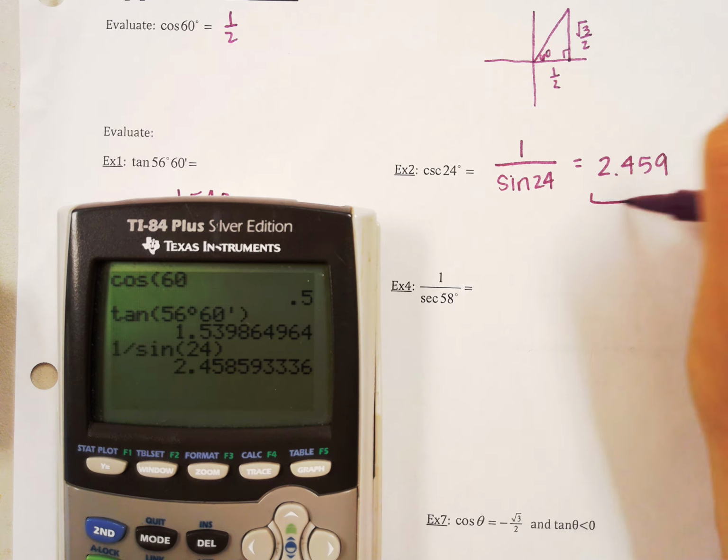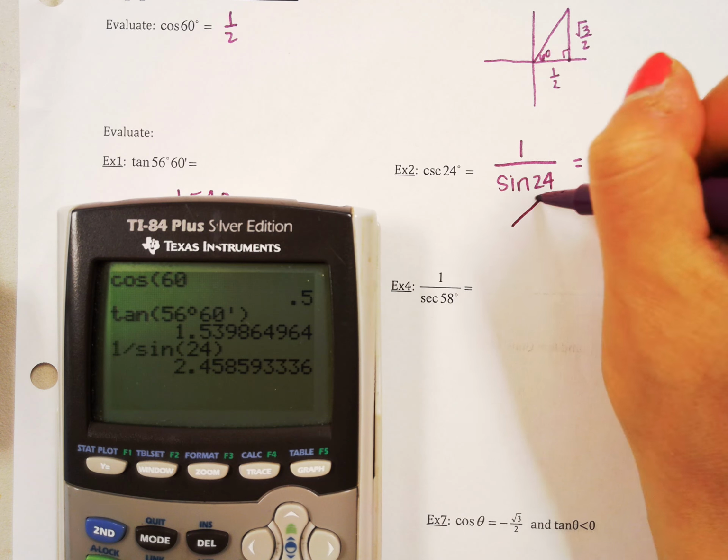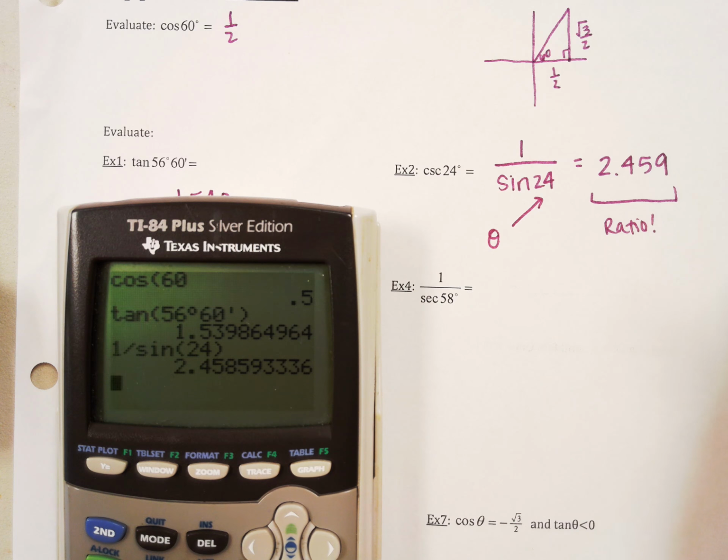This again is a ratio, a ratio of side lengths. This is an angle. So you need to make sure that you're aware notationally of the difference between those things. What we're getting back out, again, is some side length ratio of a triangle.